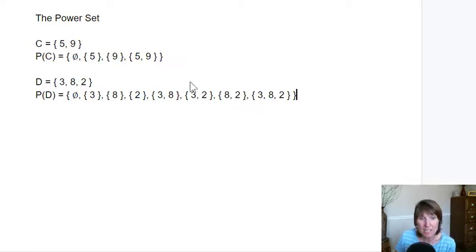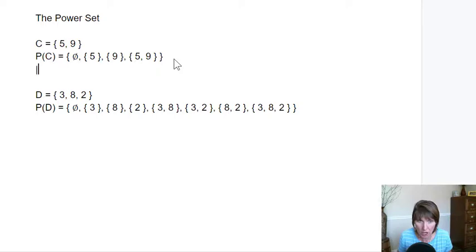So notice how these get exponentially bigger. And we can talk about that by identifying the cardinality. So if we look at the cardinality of the power set of C, right, what is the cardinality of that? Notice that it has 4 elements. And if we look at the power set of D, how many elements does it have? If we count all of the elements, it has 8 elements.